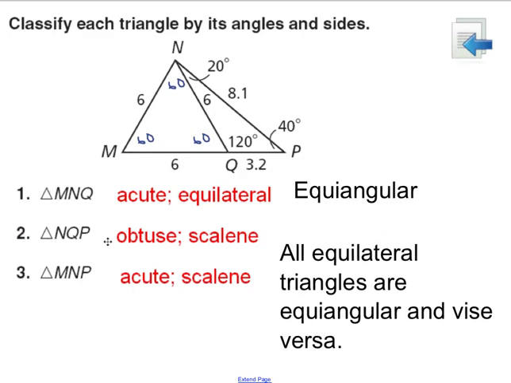Triangle NQP is over here. NQP is obtuse. It has that 120 degree angle, and it's also scalene because all the sides have different lengths. MNP is over here. It's the outside triangle. It's acute. Each of the angles is less than 90 degrees. This angle is 40. This top angle over here would be 80, and angle M is 60. So it's acute, and it's also scalene because all the side lengths are different.